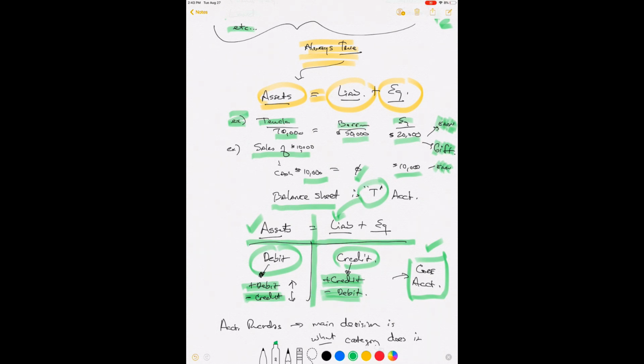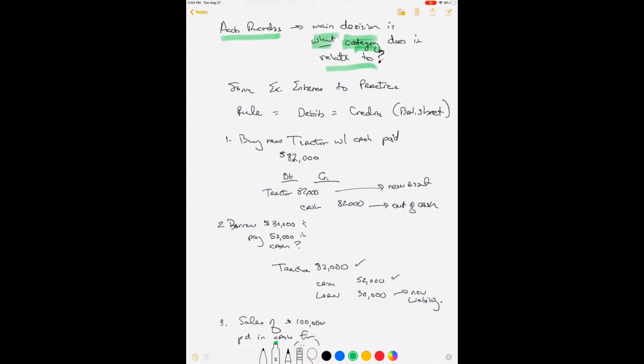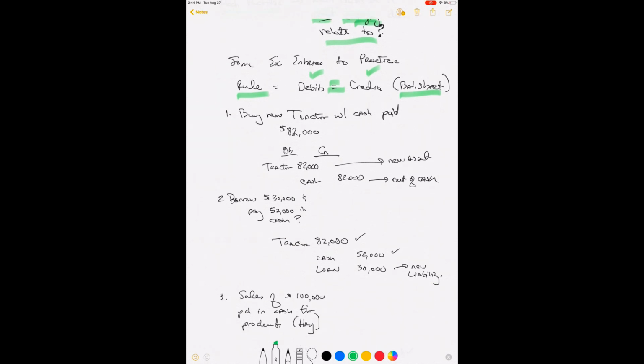So really, with accounting records, the main decision that you've got to make when you keep records is just trying to understand what category this transaction relates to. Transactions are things that happen in a business, like I sold some product today, or I had to pay my fertilizer bill today. These are normal entries. And so the best way to look at these rules, this idea of record keeping, is to look at some examples. So what are the rules? Well, of a balance sheet, the rule is simple, that debits always must equal credits. That's the only way the records balance or make sense. So again, examples are probably the best way to go about this. So let's look at some.